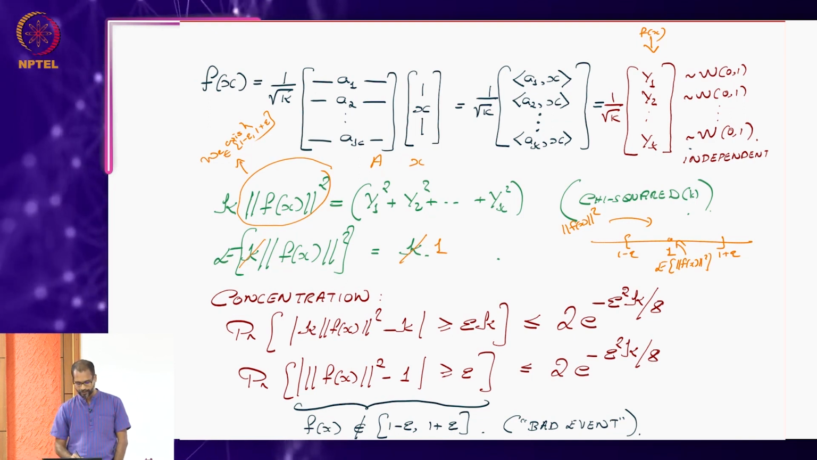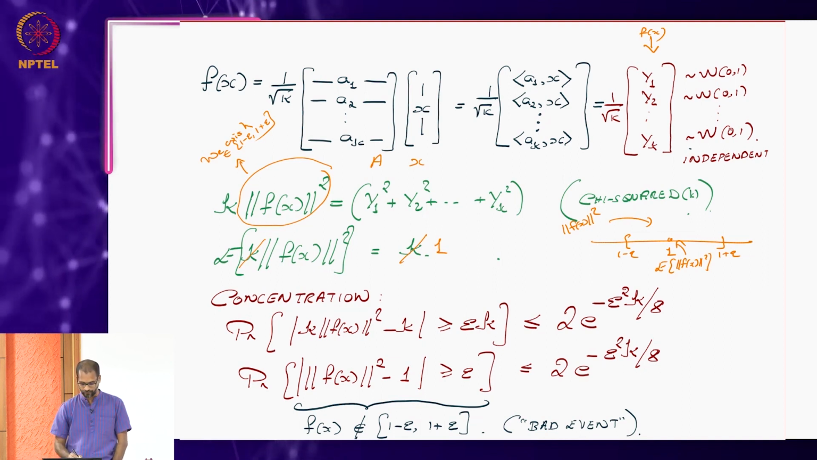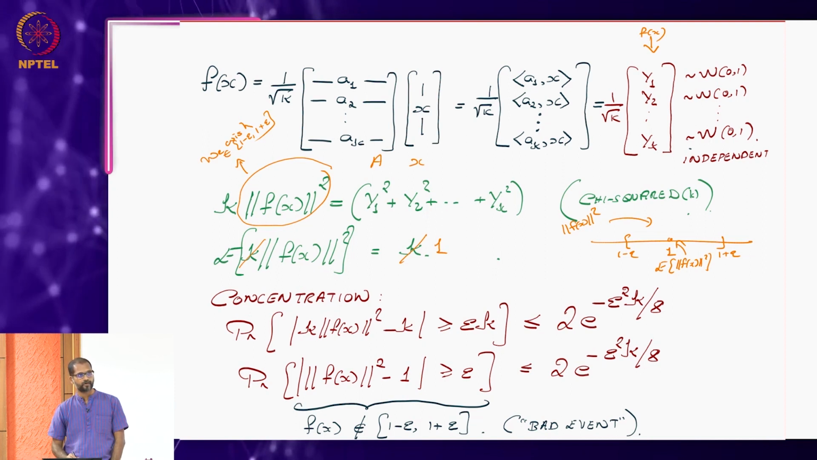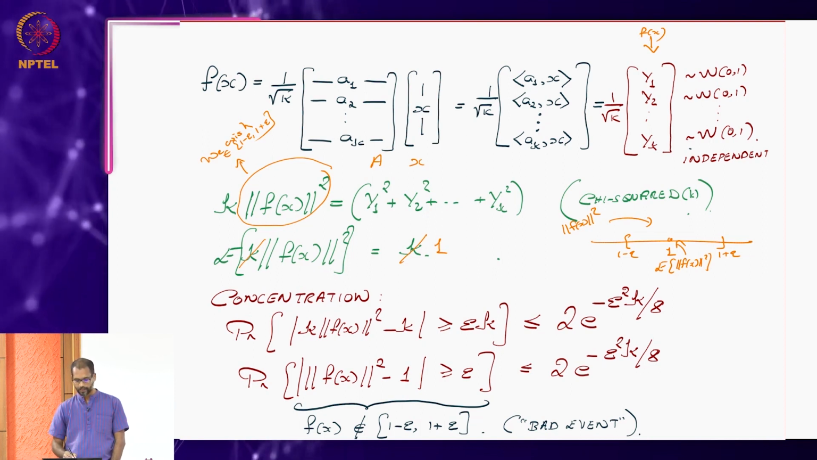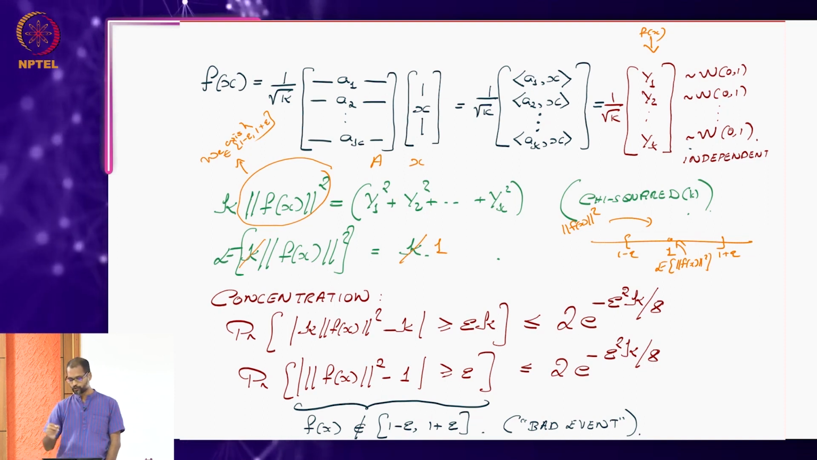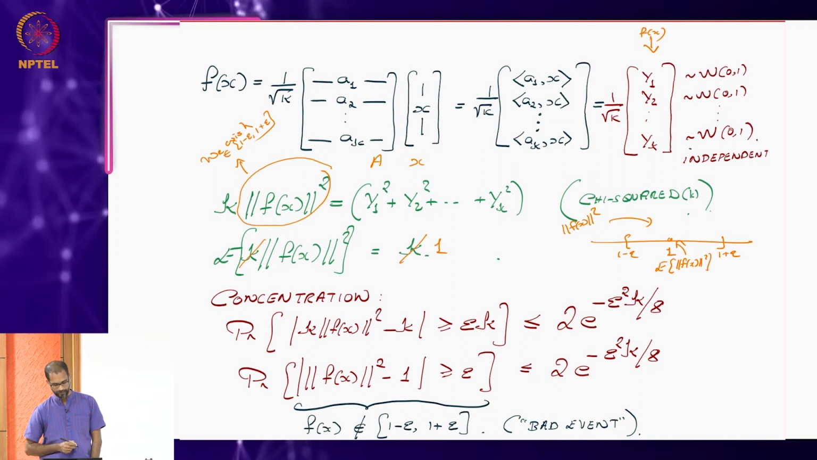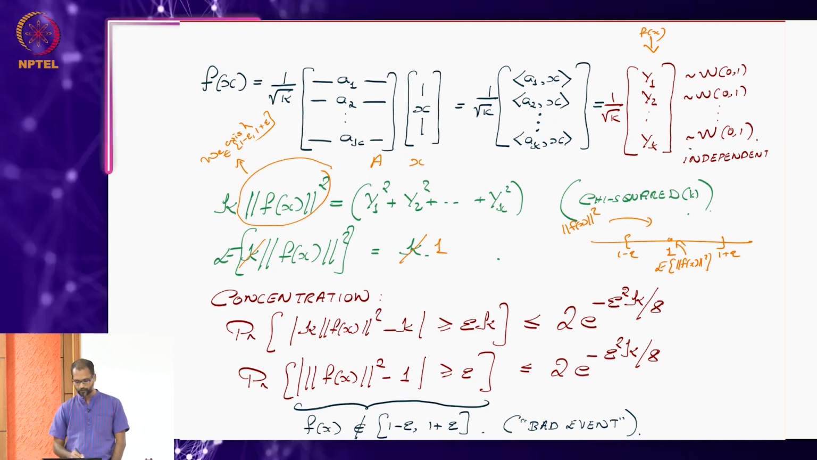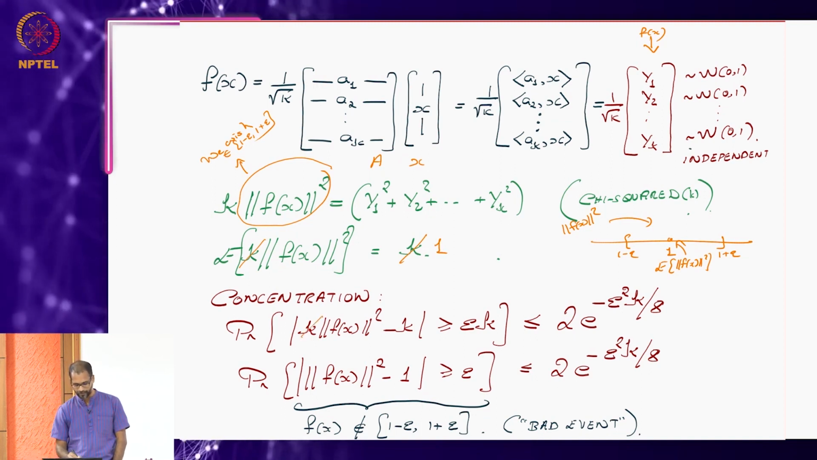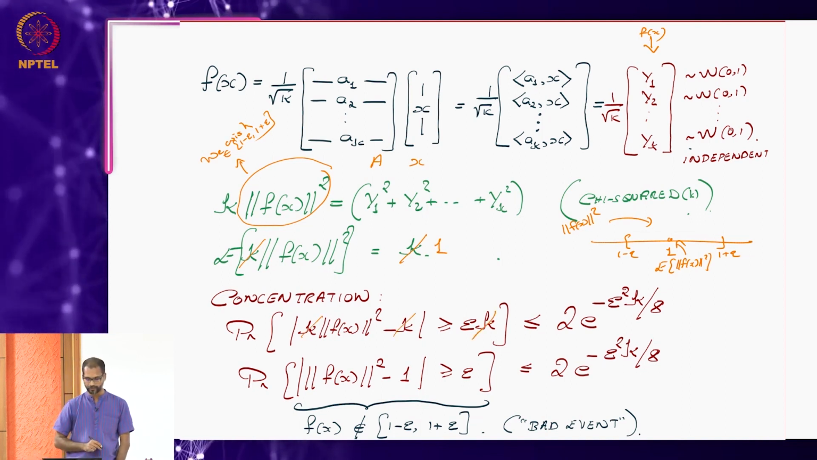The probability that this random variable k times norm of fx squared, which is the chi squared with k degrees of freedom, will deviate from its mean, which is k, in magnitude by more than some epsilon k, is at most 2 to the power minus epsilon squared k by 8. I am just copy pasting the previous thing, right. Now, I will just cancel out k from everywhere here and I get what I am after.